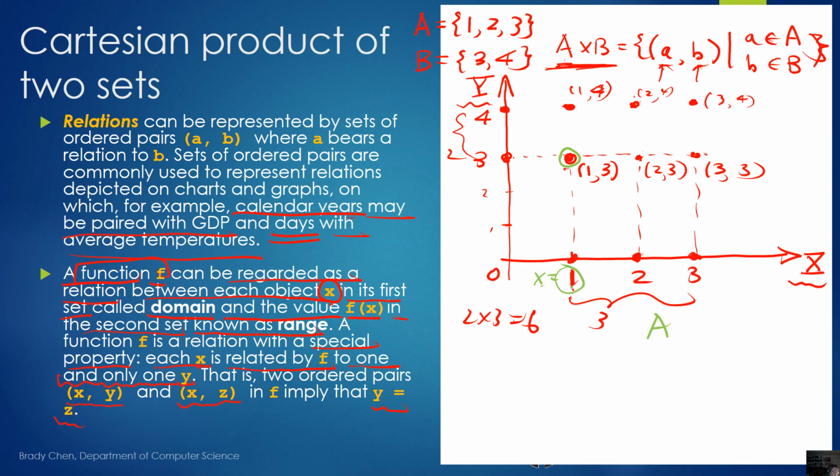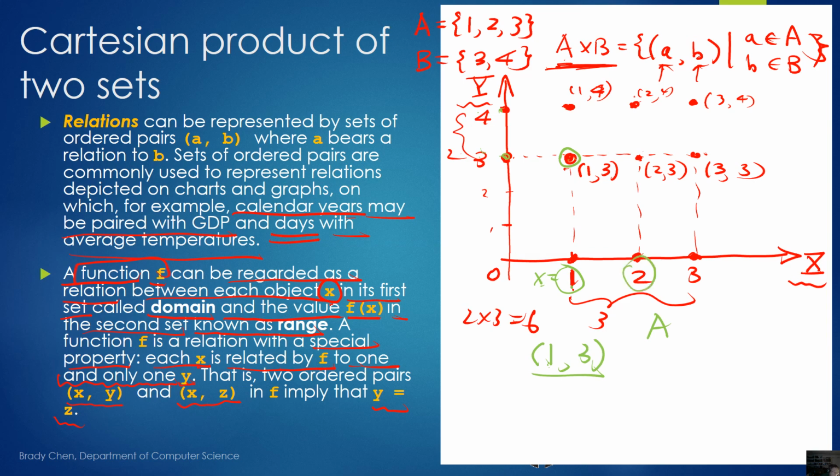For the value 1, then f can be defined as a function that maps 1 to one and only one y in the range. So 1 can be either mapped to 3 or 4, but not both. Now let's say the function I'm going to define maps 1 to 3. Okay, so that's the one for value 1 in A.